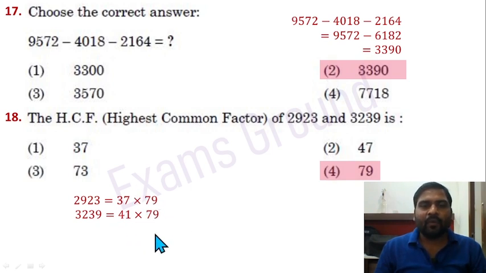So just take the common one, highest common factors, to 79. Option 4 is correct here.